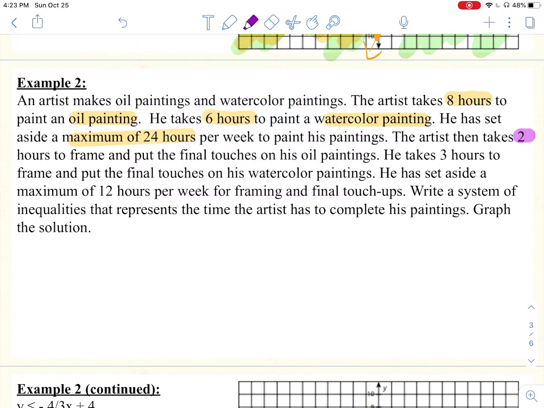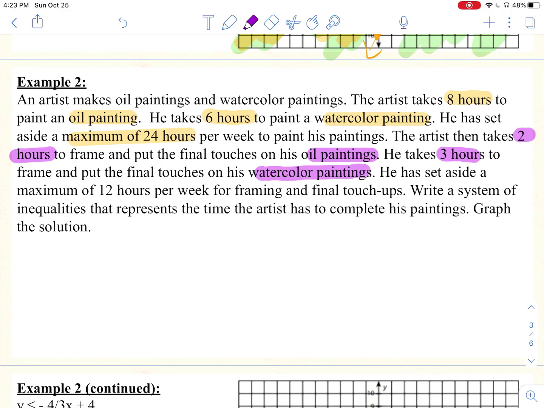It takes 2 hours to frame and put the final touches on oil paintings, and he takes 3 hours to frame and put the final touches on his watercolor paintings. He has set aside a maximum of 12 hours per week for framing and the final touches. Write a system of inequalities that represents the time the artist has to complete his paintings. Graph the solution.